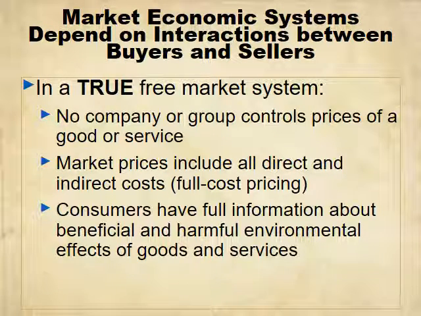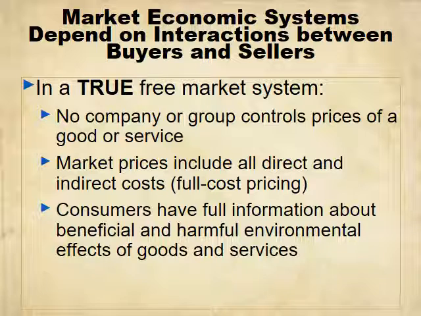So in a true free market system, no company or group controls prices of a good or a service. Your market prices in a phenomenal world would include all of the direct and indirect costs. So if you're buying coconut oil, it would include the price of degrading the rainforests that were cut down in order for these coconut palms to be grown. But that isn't usually included in our market economy.